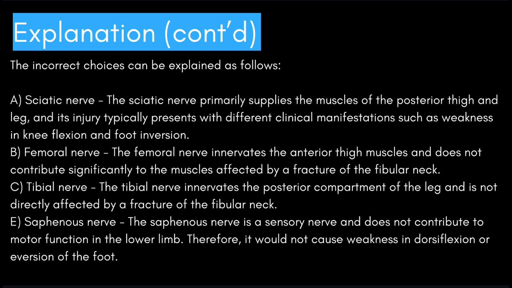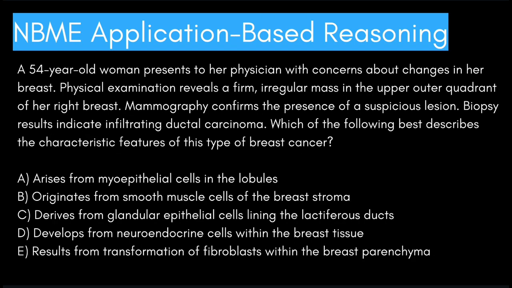Let's go ahead and move on to the last question. We have a 54-year-old woman who presents to her physician with concerns about changes in her breast. Physical examination reveals a firm, irregular mass in the upper outer quadrant of her right breast. Mammography confirms the presence of a suspicious lesion. Biopsy results indicate infiltrating ductal carcinoma. Which of the following best describes the characteristic features of this type of breast cancer?